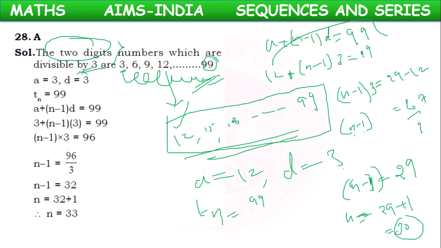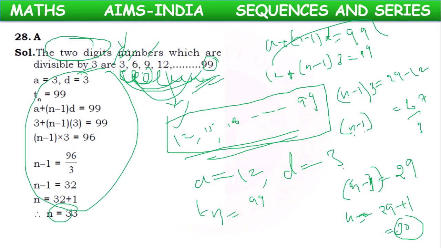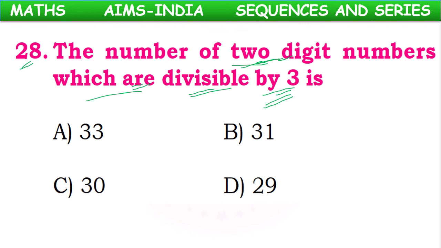So we have to follow this same method only. But here they have counted from 3. That's why they have got 3 extra: 3, 6, 9. Below 100, the numbers divisible by 3 are 33. But the 2-digit numbers divisible by 3 are 30. So option C is the correct answer.